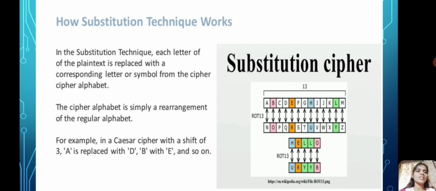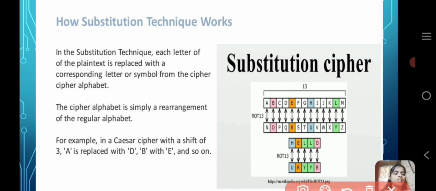How substitution technique works. In the substitution technique, each letter of plain text is replaced with a corresponding letter or symbol from the cipher alphabet. The cipher alphabet is simply a rearrangement of the regular alphabet. For example, A is replaced with D, with a shift of 3. Here we can see that from A we can shift 3 alphabets.